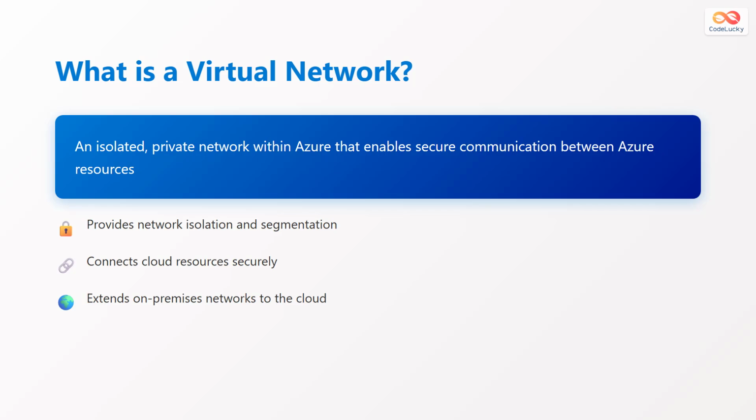A virtual network is an isolated, private network within Azure that enables secure communication between Azure resources. Think of it as your own private network in the cloud, completely isolated from other customers. Virtual networks provide three key capabilities. First, they provide network isolation and segmentation, ensuring your resources are protected from unauthorized access. Second, they connect cloud resources securely, allowing your virtual machines, databases, and other services to communicate safely. Third, they extend your on-premises networks to the cloud, creating a seamless hybrid environment that bridges your data center and Azure.